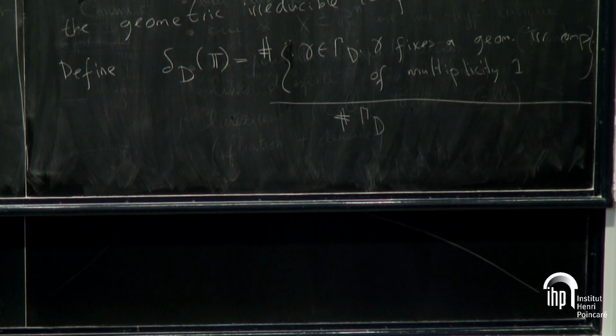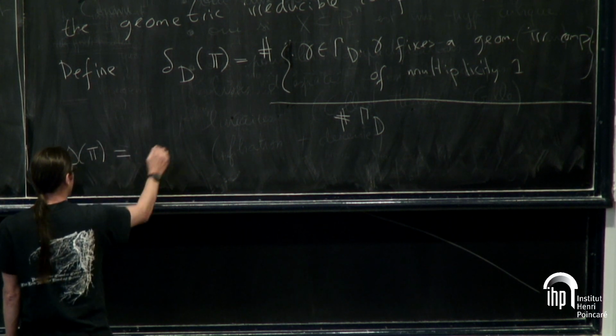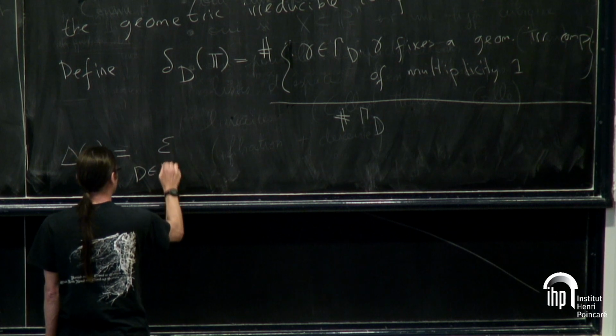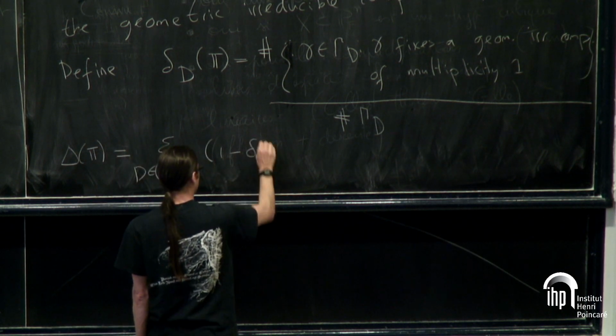And then this invariant capital Delta, you take the sum over all codimension 1 points, of 1 minus the little deltas.